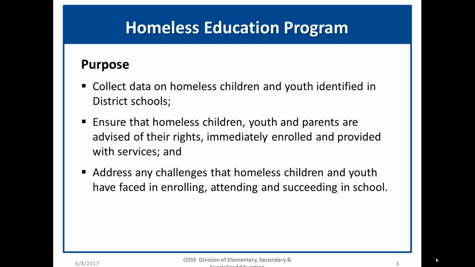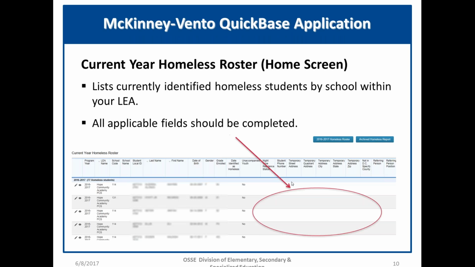So in sharing that, what I wanted to do is also, just as a reminder, I know some of you have reached out to us over the last week or two as you've received the information about missing student nighttime residency. Many of you have reached out, so I just wanted to go over very quickly in the McKinney-Vento QuickBase application where this information is showing up. So if you're in your current year homeless roster on the home screen in QuickBase, you'll see the list of students that have been identified at your school or for your LEA at the bottom of the screen, or somewhere on the home screen.